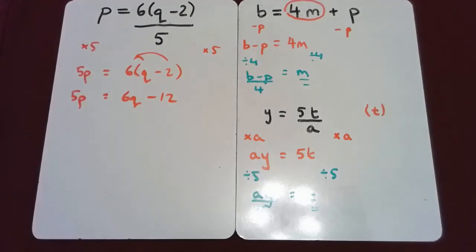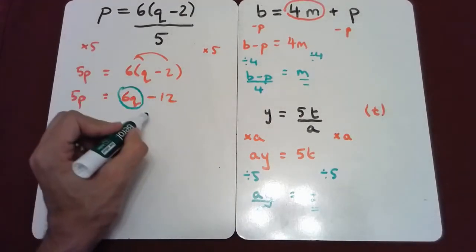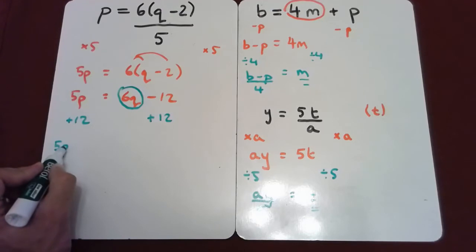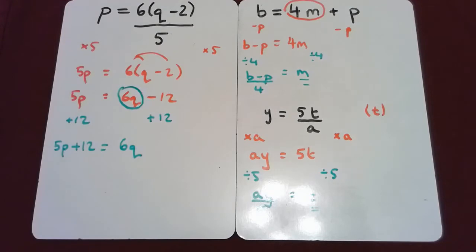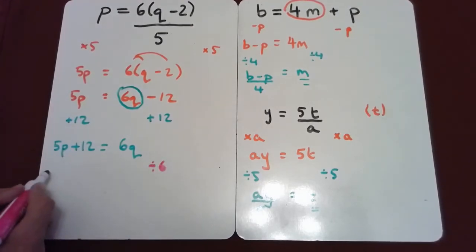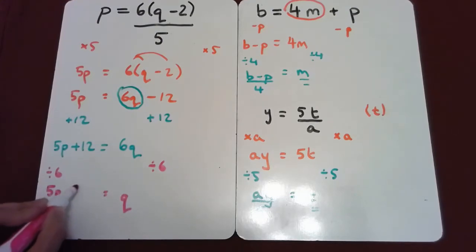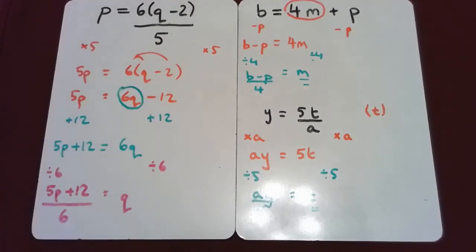And now if we're trying to get Q as our subject, we need to isolate the term with the unknowns. We want the 6Q on its own. So we need to get rid of this minus 12. So we add 12 to both sides. That gives me 5P plus 12 is equal to 6Q. And then finally, if we want Q on its own, we simply divide both sides by 6. Divide this by 6 and divide this by 6 gives me Q is equal to 5P plus 12, all divided by 6. And that's our final answer there.